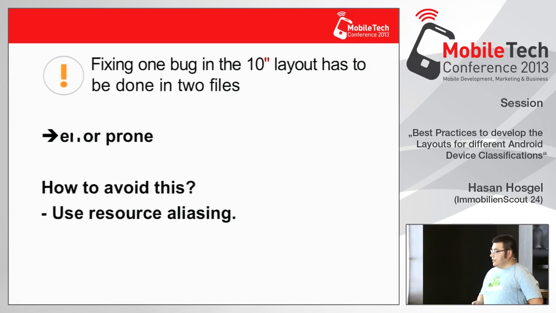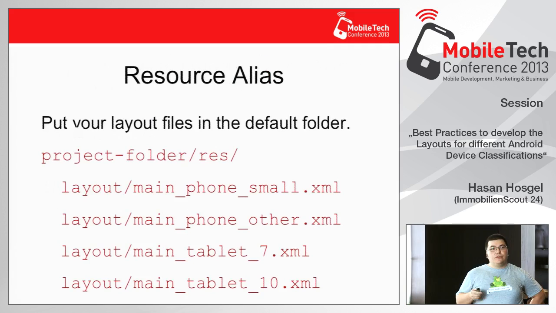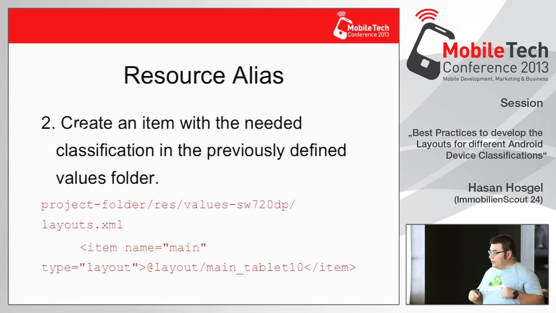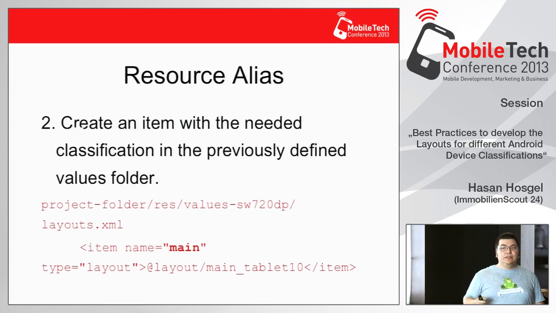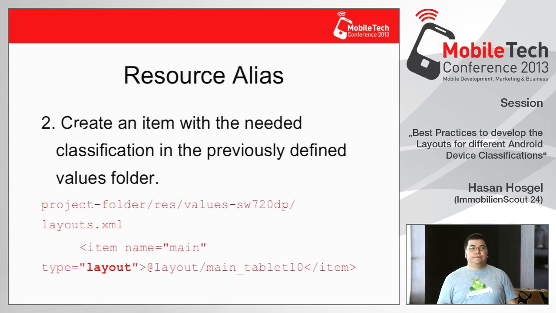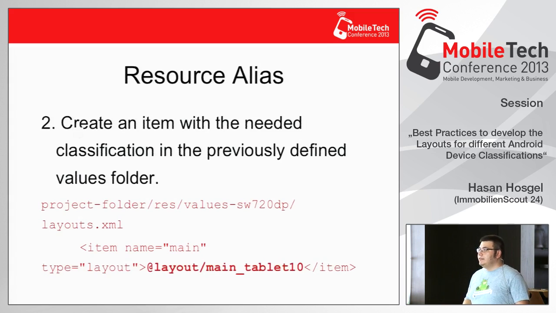And now, how to use resource aliasing? At first, you put all your different classification layouts into the main folder, give it a name, and then you have the possibility to define a resource node with an item. You give it a name which you want to use in the activity or during inflating. Another important thing is you give a type, which should be layout, because you want to reference the layout. Then you just say I reference my layout through the resource aliasing.